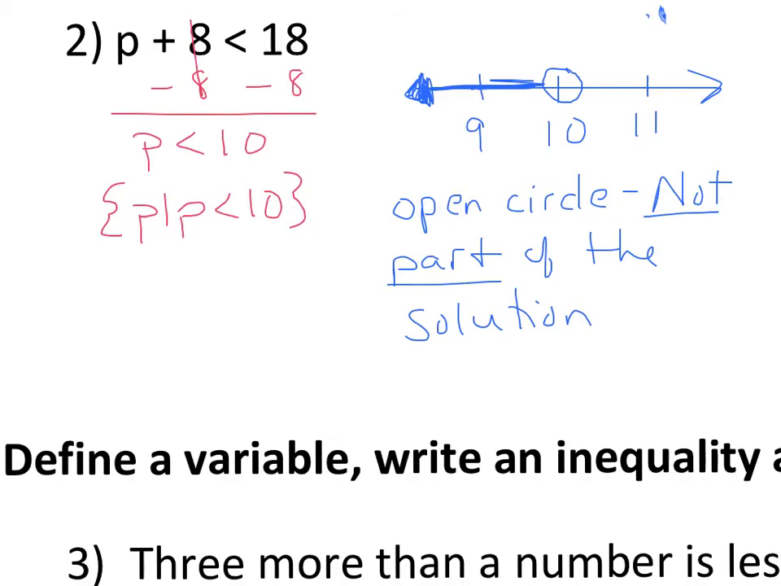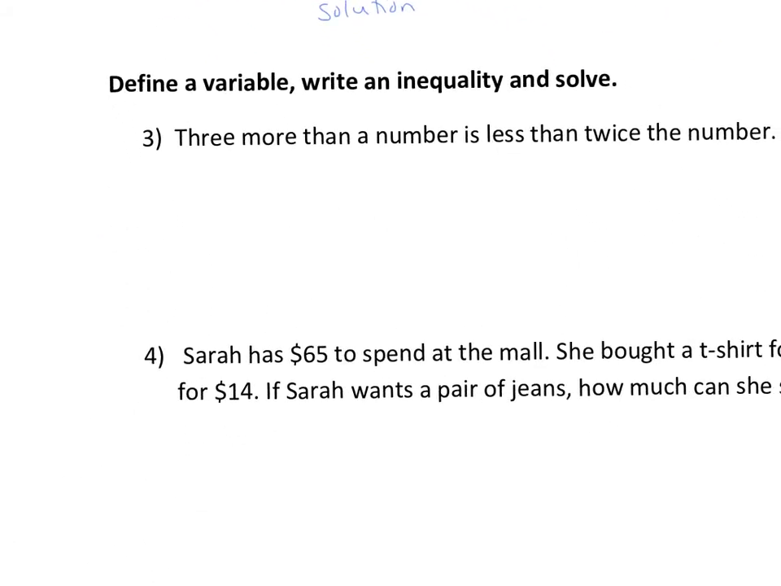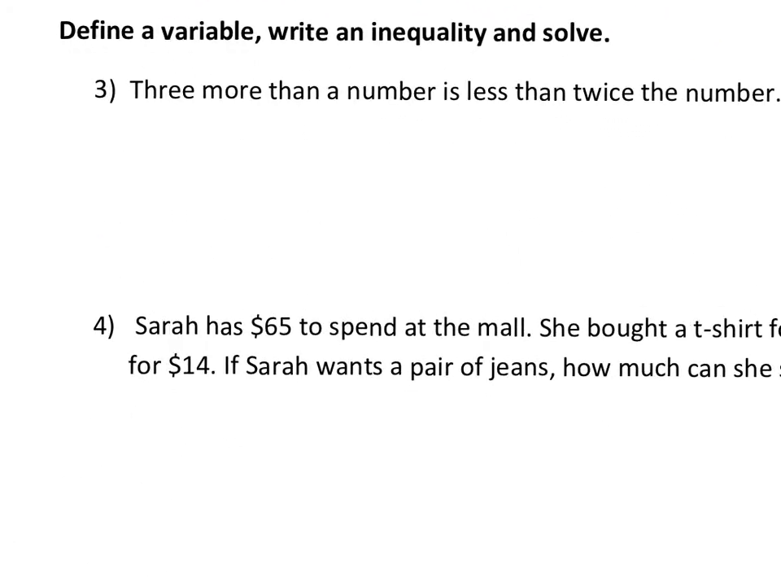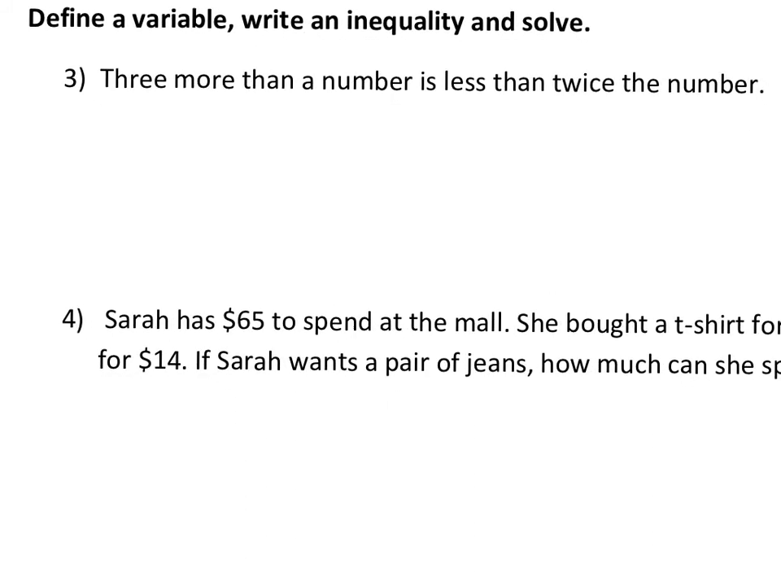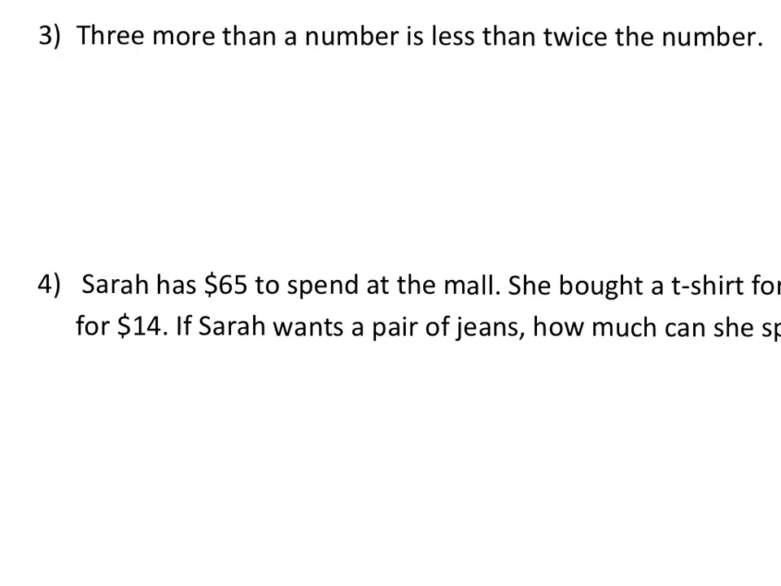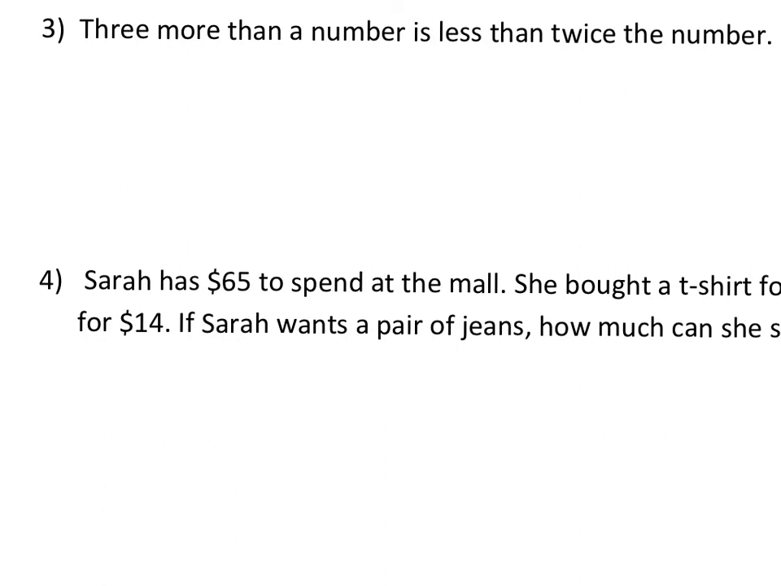All right, going to example 3 now. It says define a variable, write an inequality, and solve. And when I'm looking at this problem, it says 3 more than a number is less than twice the number. Okay, so first thing I'm going to do, define my variable. So I'm going to say that n equals a number.